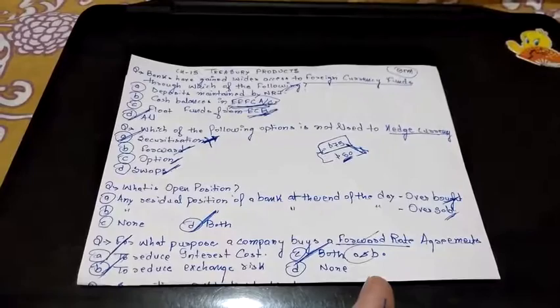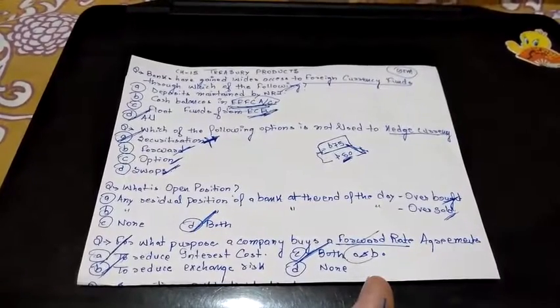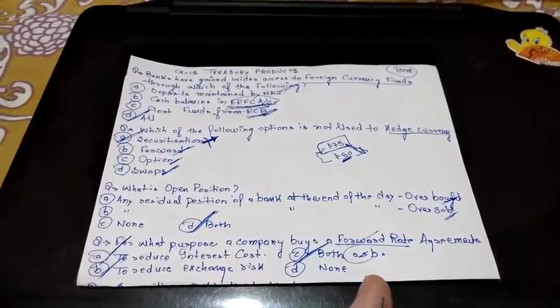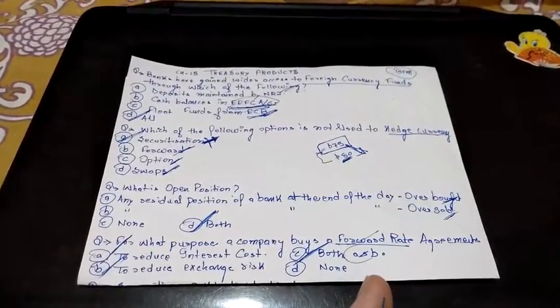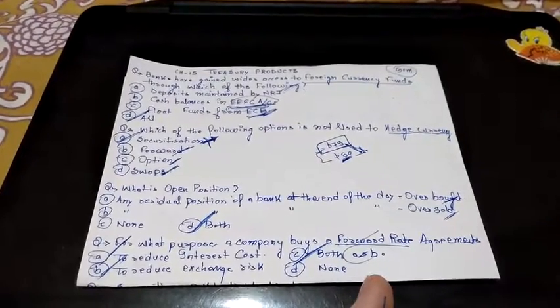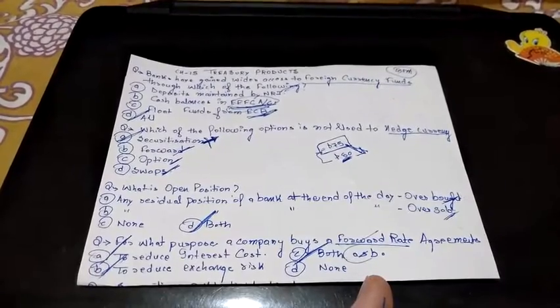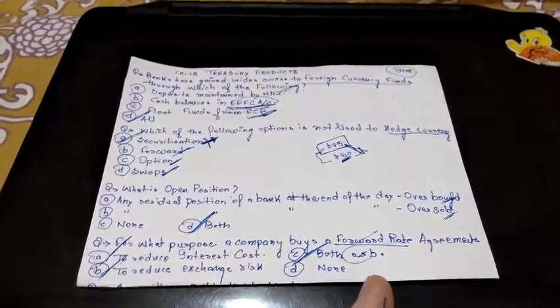Next, this is the commercial paper. It is issued by the companies. It is for 7 days to 1 year. The minimum amount is 5 lakh rupees, and the commercial paper can be issued only by those companies having a credit rating of A3 and above.